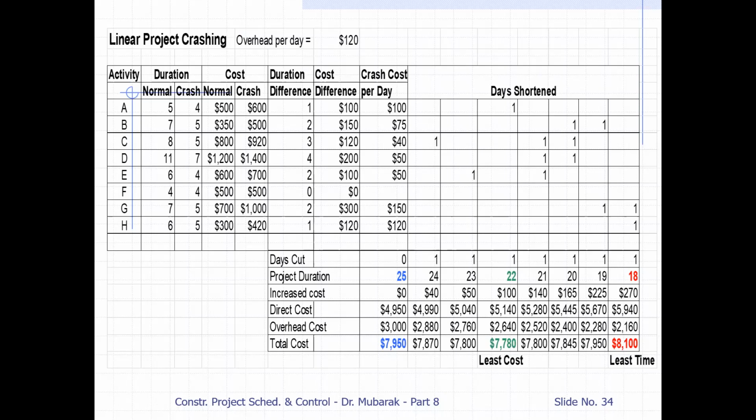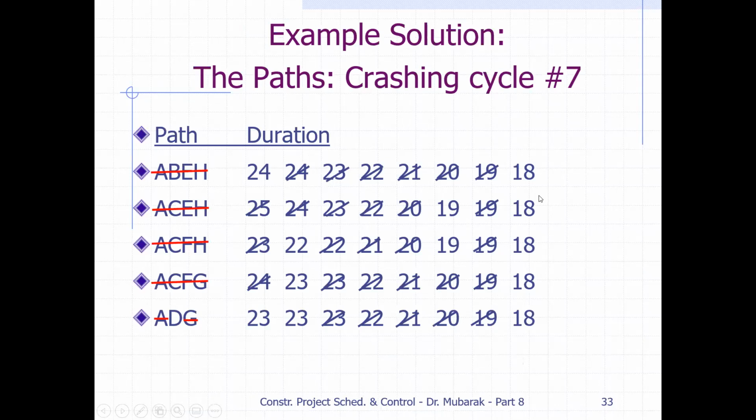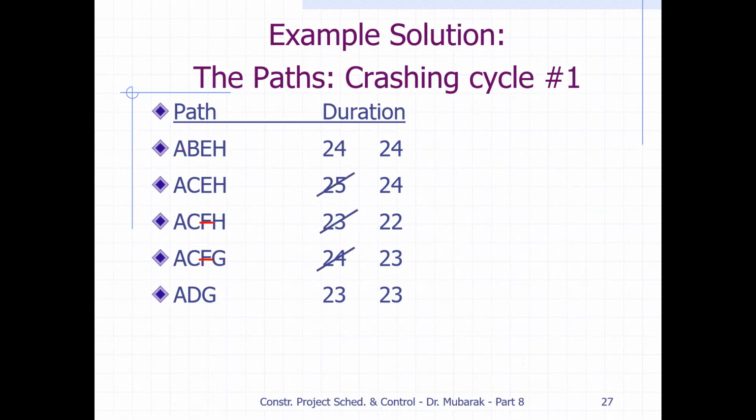So up to cycle 3, when you find the least cost and optimum time, you can stop. Cycle number 4, you can try one, and if the cost increased, you can stop. So for cycle 4, we have to cut 1 day from C and D and E. Similarly, the others go on, like they have shown here.